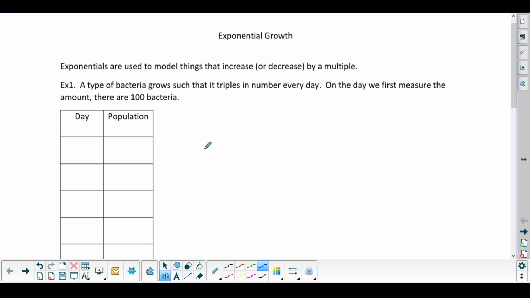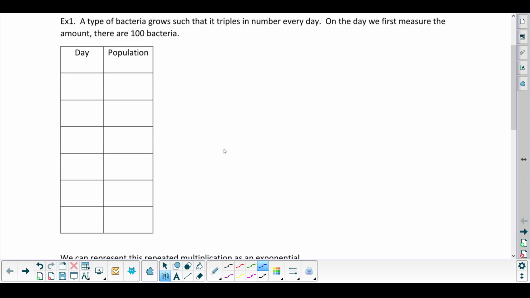A type of bacteria grows such that it triples in number every day. On the day we first measure the amount, there are 100 bacteria. So we're going to use a table just this first time to help us see the numbers changing. We're making a little table of values. We're going to start with day 0. Day 0 is when we do our first observation, so our first observation is of 100 bacteria.